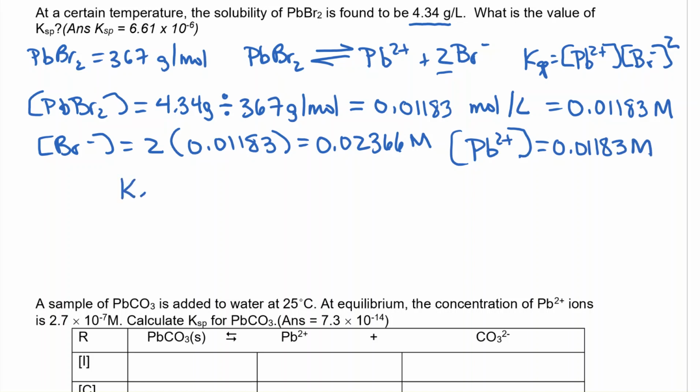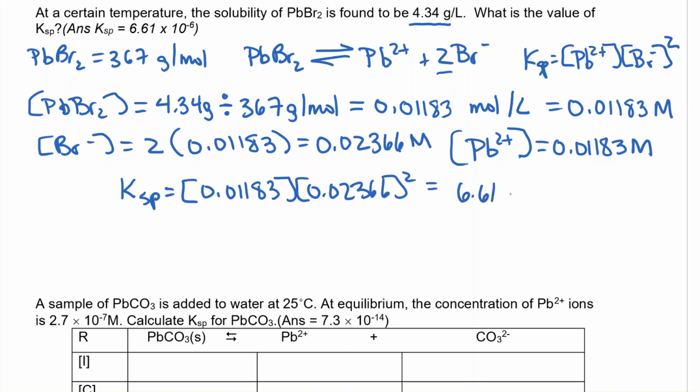Now we're ready to just plug things into the Ksp expression. So we have that Ksp is going to be equal to the lead concentration times the bromide concentration squared. Don't forget to square it. And that's going to be 6.61 times 10 to the negative 6th. And there's your answer.